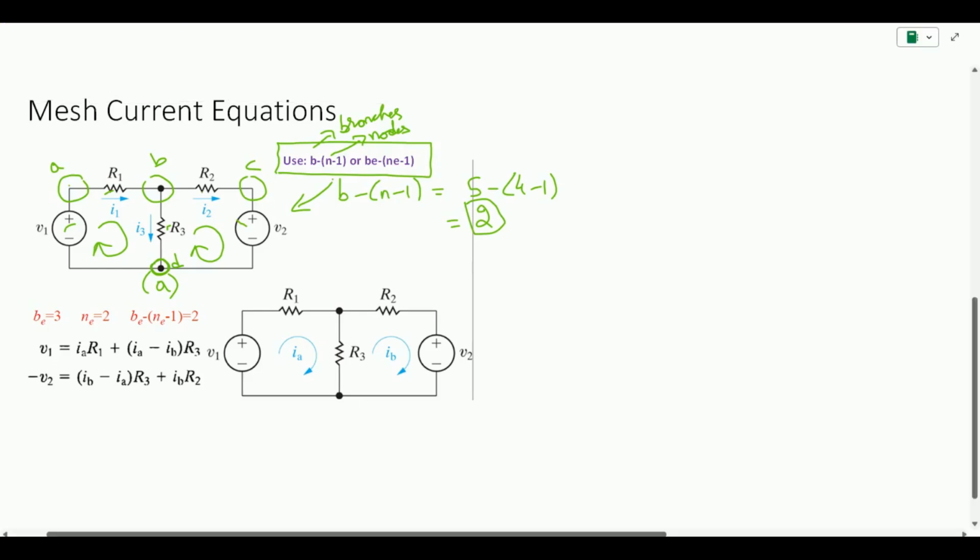What about if we use the second equation? Here BE stands for essential branch, and NE stands for essential node.